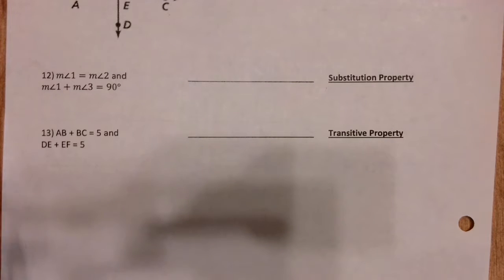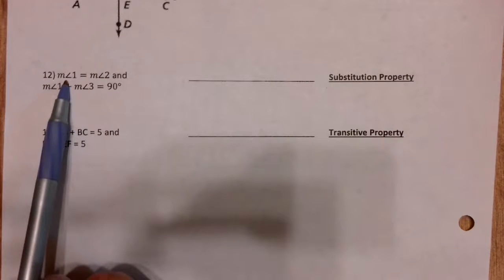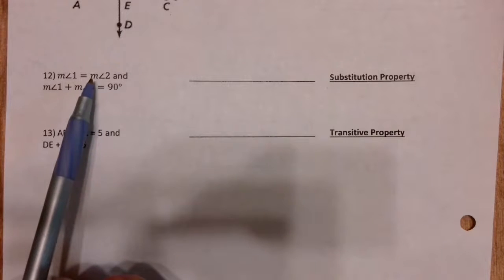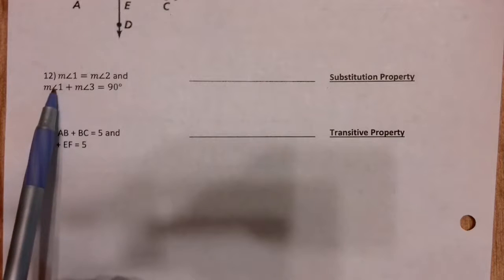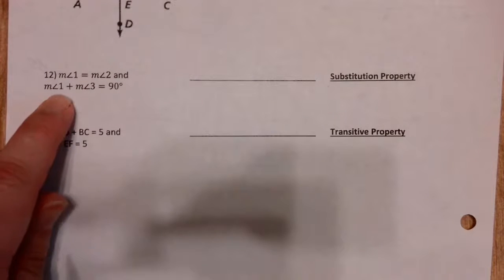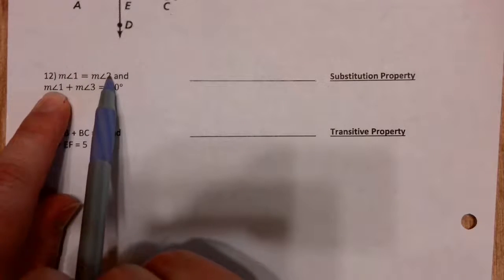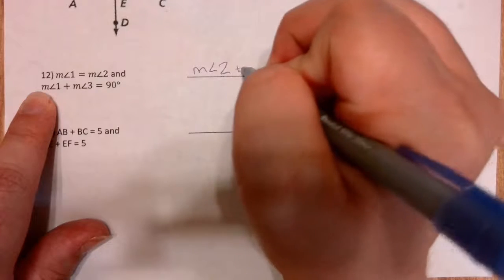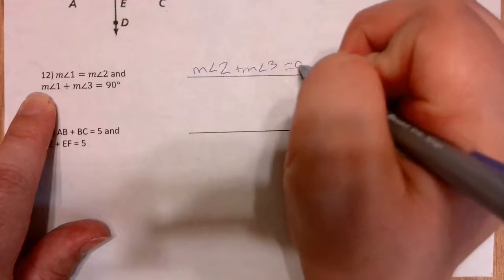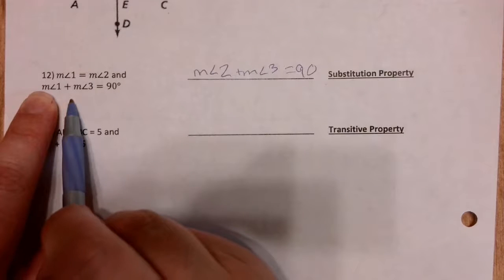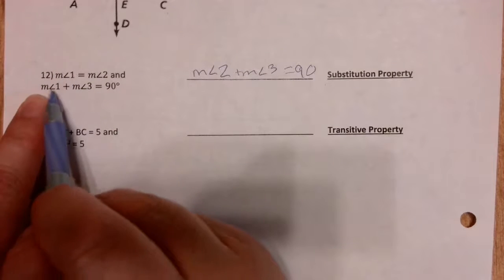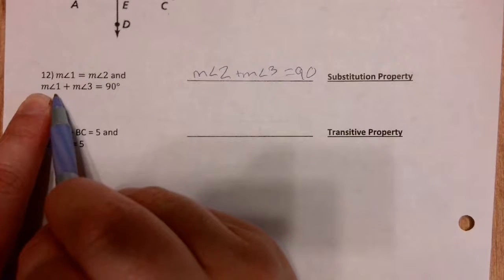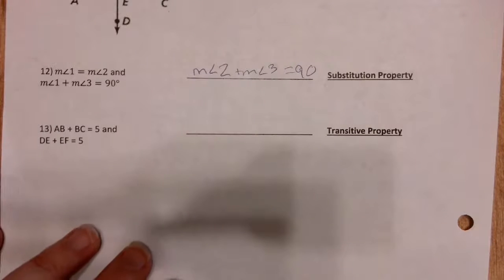So the question is, what can we replace? Well, you see here, measure of angle 1 and measure of angle 2 are equal. So we can basically choose if we want to use a 1 or a 2. Well, here is a 1. And because 1 and 2 have the same measure, this 1 can be switched to a 2. The rest of this statement stays the same. So because the 1 and the 1 are both there, we can take the 2 and put it in place for the 1. That's the substitution property.